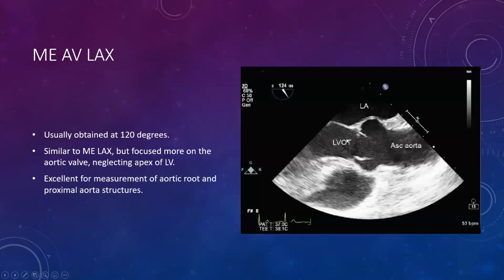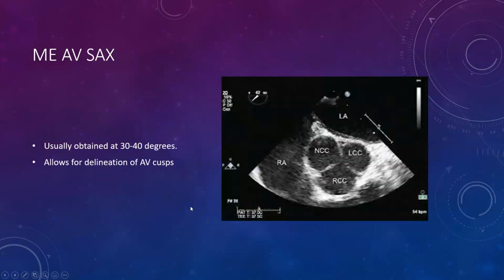Focusing in on that aortic valve from usually about the same angle at about 120 degrees, you get the mid-esophageal aortic valve in long axis. Again, you can see that root of the aorta. And that's where I go to just measure different measurements for these structures to help with hemodynamic calculations.